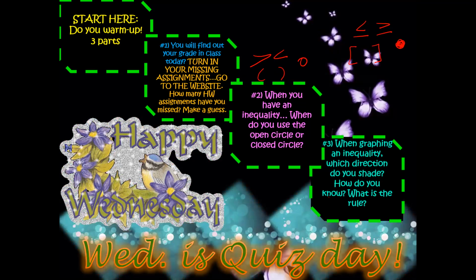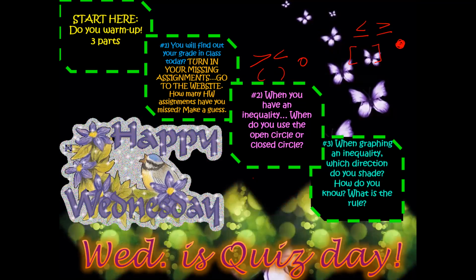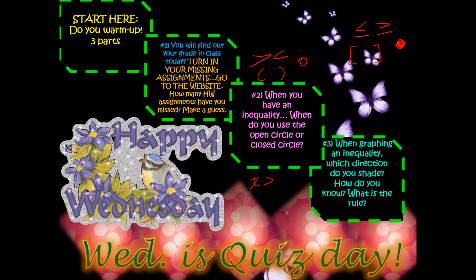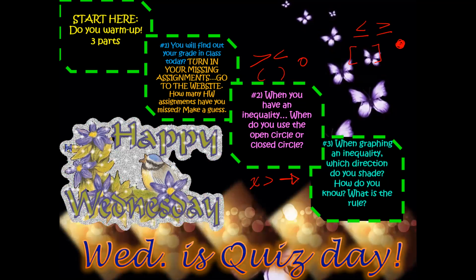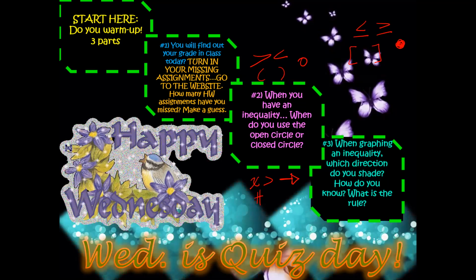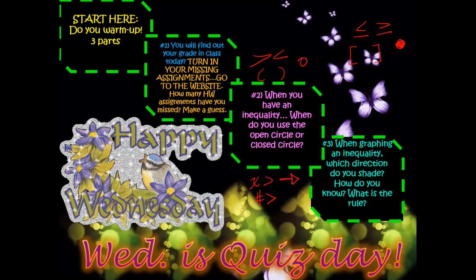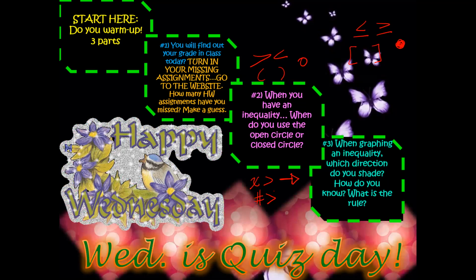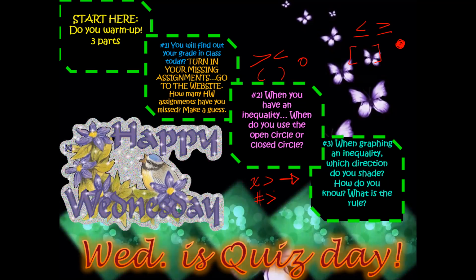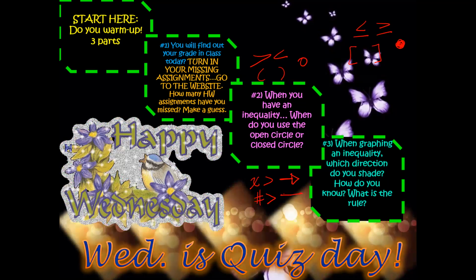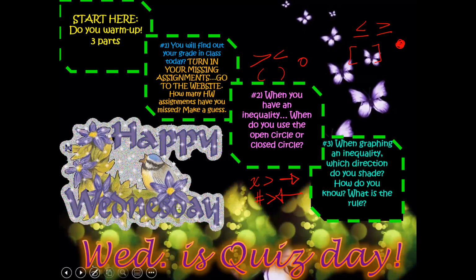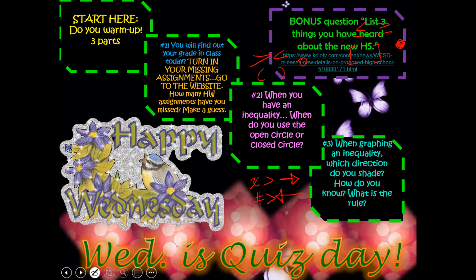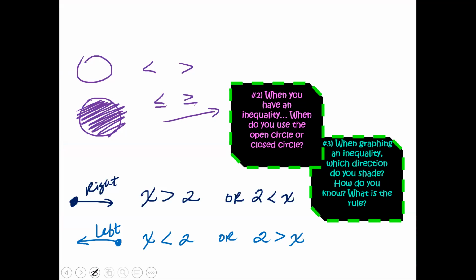So which direction do you shade? This is going back to Algebra 1. If your inequality is eating the letter, you always go to the right. If your inequality is eating a number, you always shade to the left. And this pretty much summarizes what we just went through.